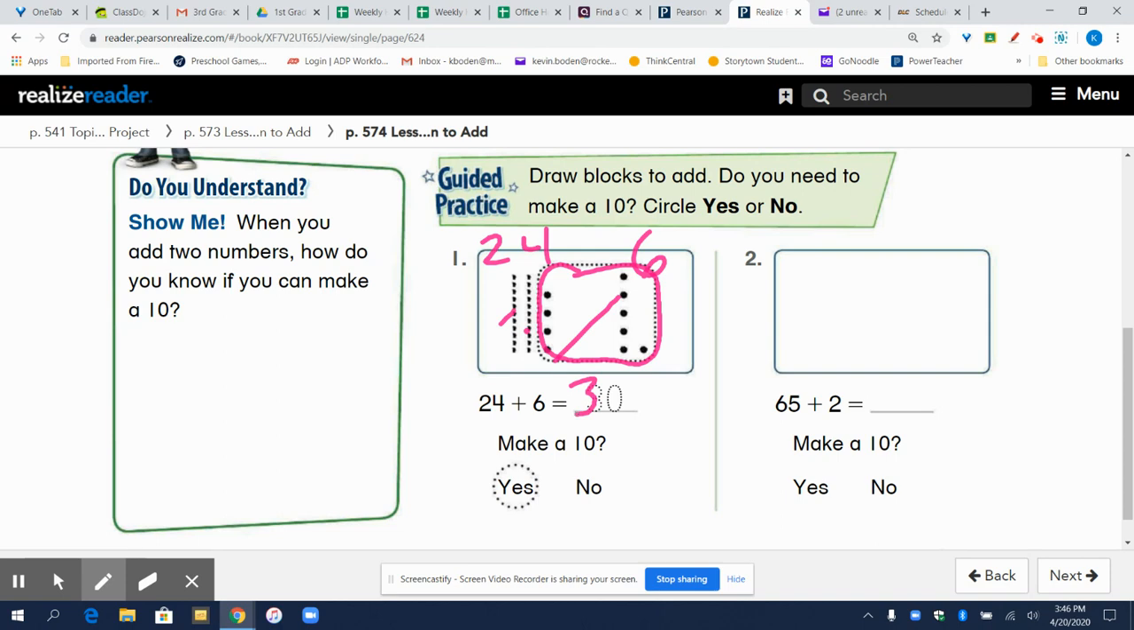And how many are left over? Well, there's no more 1s left over, so 0 1s. Did they make another 10? Yes, they did. So let's start by doing 65 plus 2 for number 2.